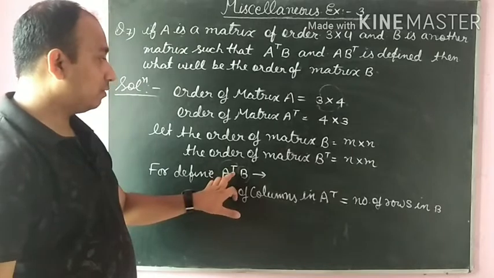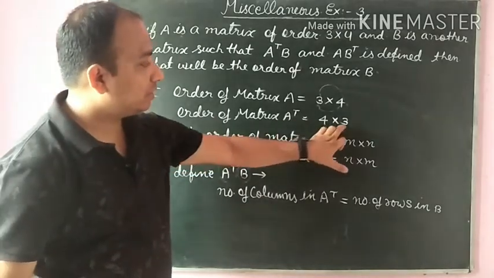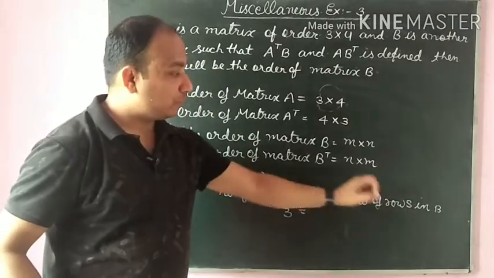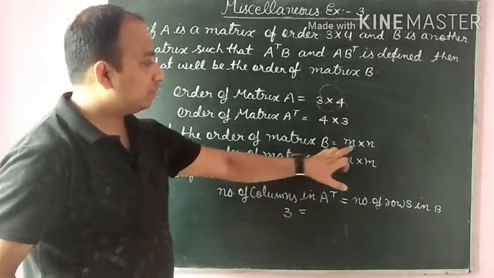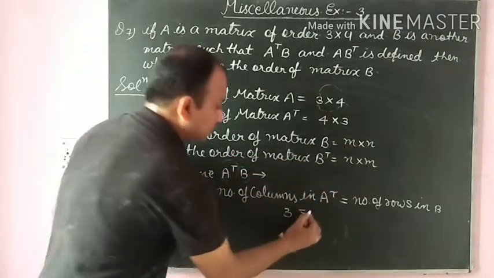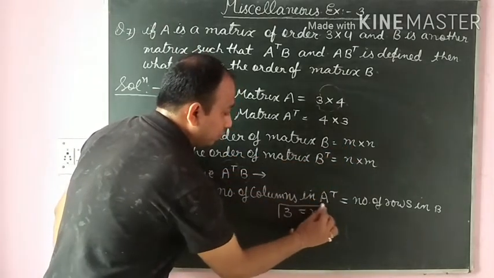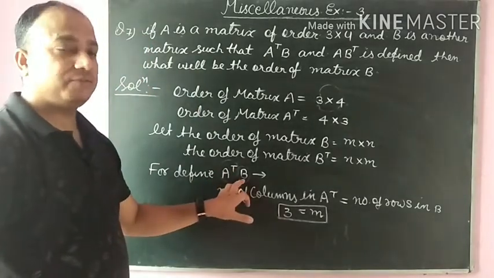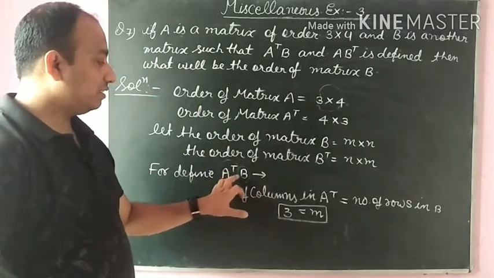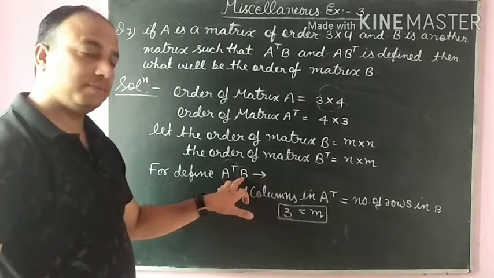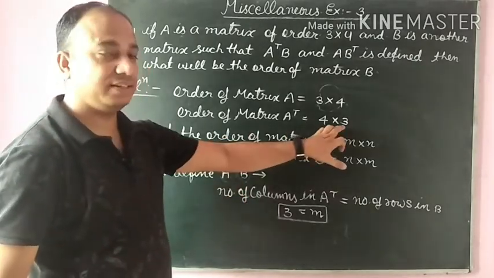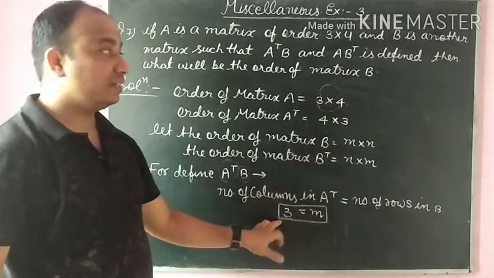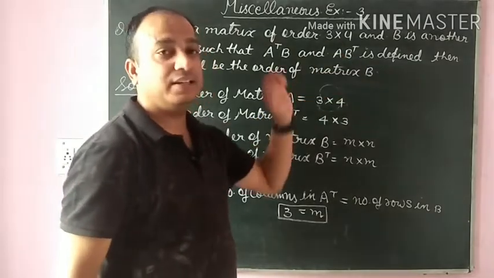How many columns are there in AT? 3. And how many rows are there in matrix B? m. Then the value of m equals 3. Clear? The multiplication ATB is defined when the number of columns of AT equals the number of rows of matrix B. The number of columns in AT is 3 and the number of rows in B is m. Then the value of m equals 3. The second multiplication ABT is defined.